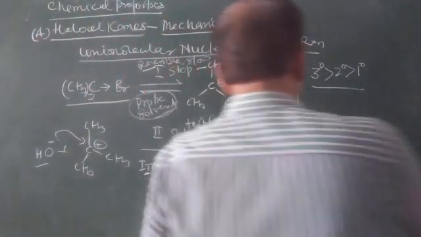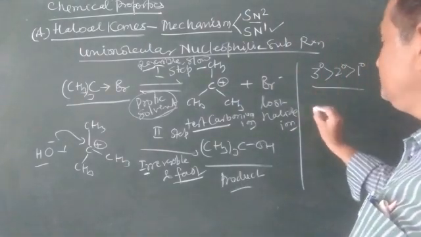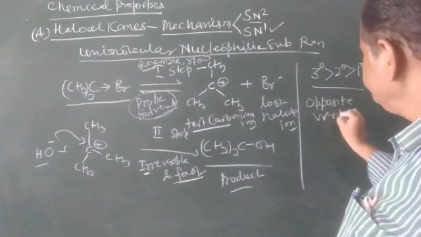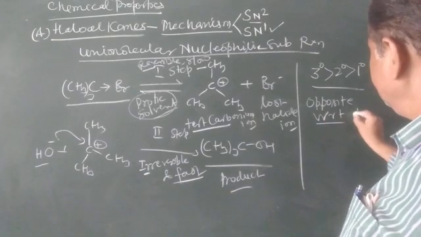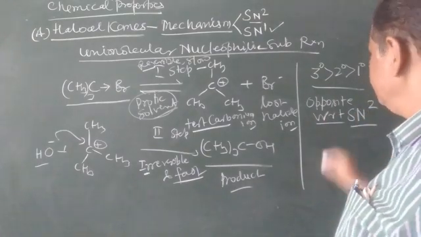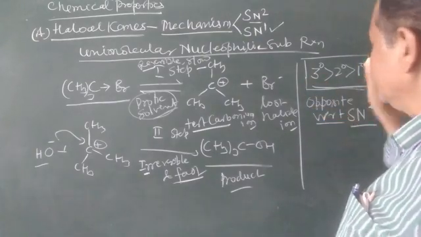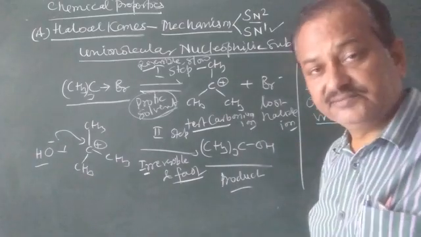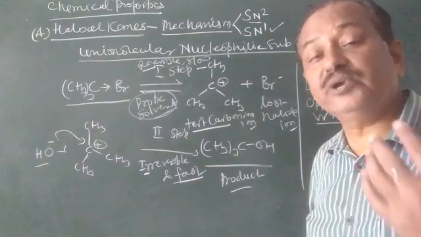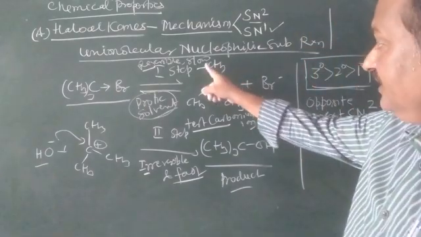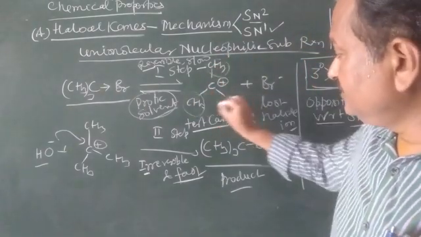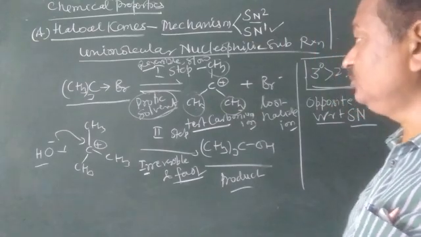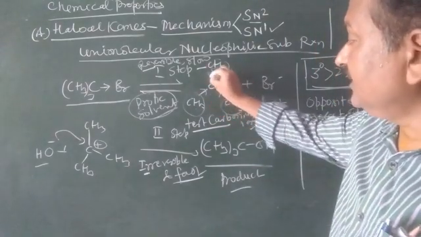Now coming to the last, the comparison. So see, it is just opposite with respect to the SN2 mechanism. Here it is the SN1 mechanism. Why is it so? Because, children, tertiary carbonium ions are more stable because of the presence of three alkyl groups. Alkyl groups provide stability because they are electron releasing groups.